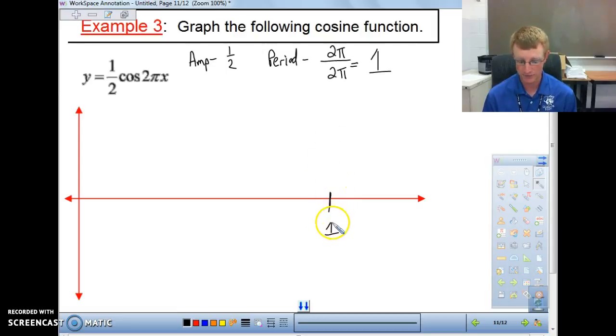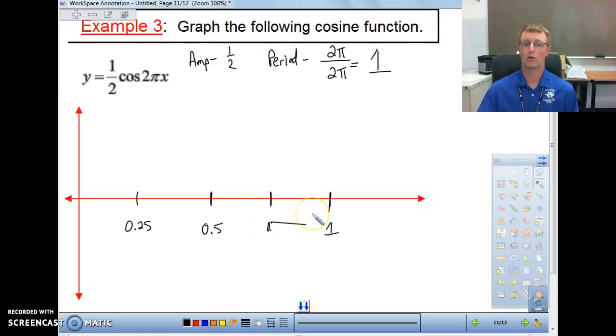Okay? So the idea of this then is, we need to make sure that we are graphing 4 equal intervals. So what would 4 equal intervals be from 1? Well, I know that halfway between is going to be 0.5 or 1/2. Halfway between there is going to be 0.25 or 1/4. And then halfway between 0.5 and 1 is going to be 0.75. So that's what we need to be aware of, making sure that we can break our period up into 4 equal intervals.